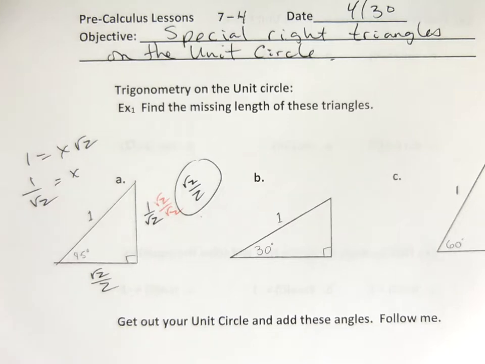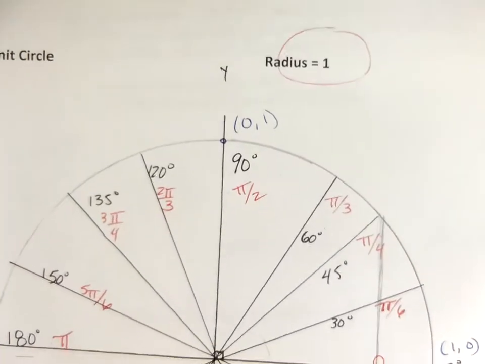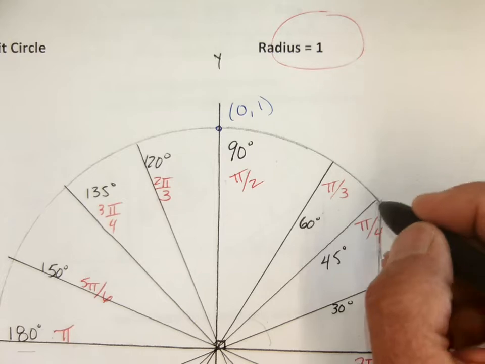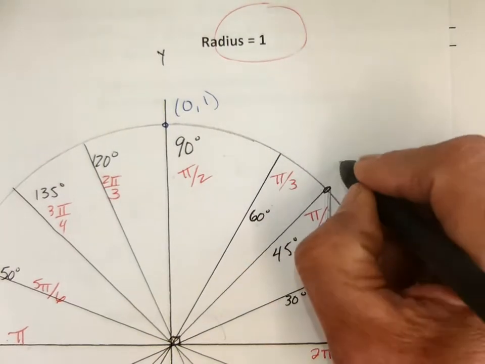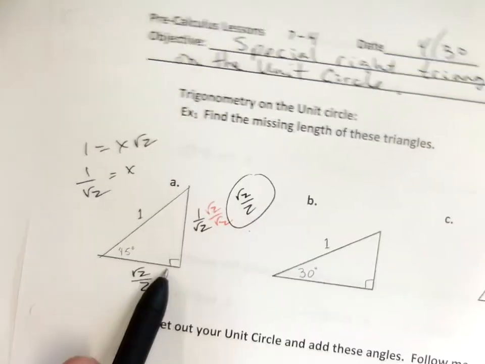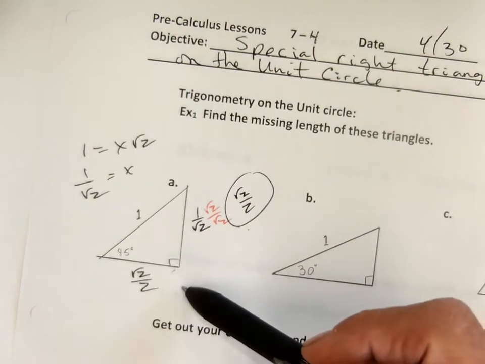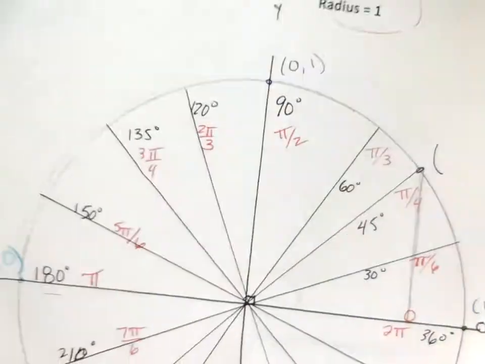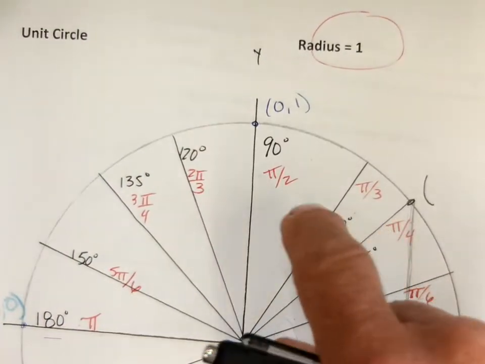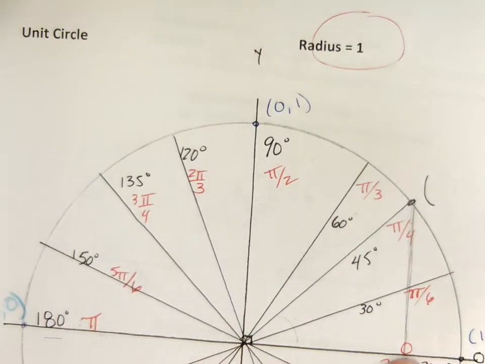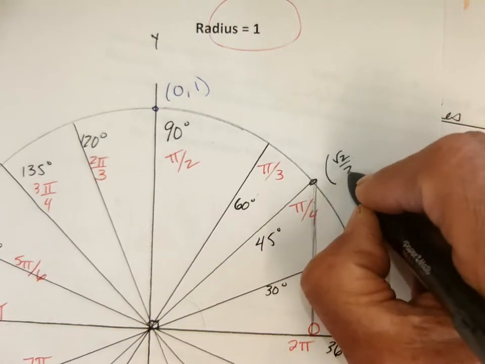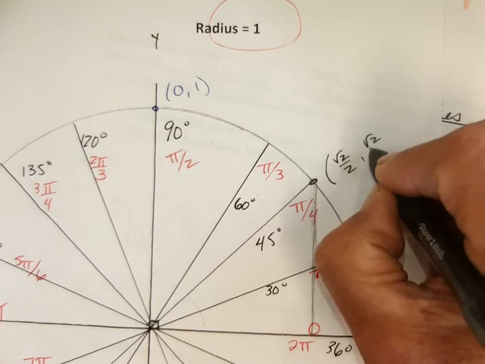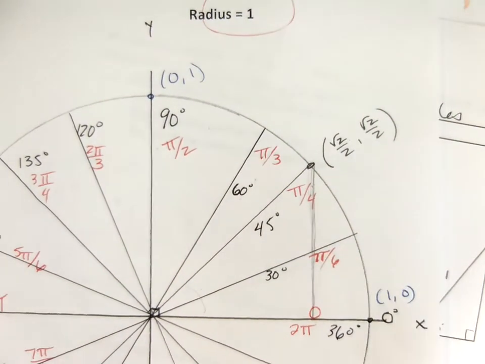So then if I go to my 45, 45, 90 triangle, I'm going to have a coordinate here. And the coordinate of this point is going to be square root of 2 over 2 as the x value, and square root of 2 over 2 as the y value. So on this triangle, which of course is super little, I'd go over square root of 2 over 2, up square root of 2 over 2. So the coordinate here is the square root of 2 over 2, comma, square root of 2 over 2. Okay? So this is my 45, 45, 90 triangle.